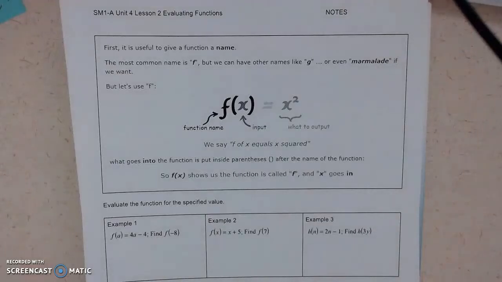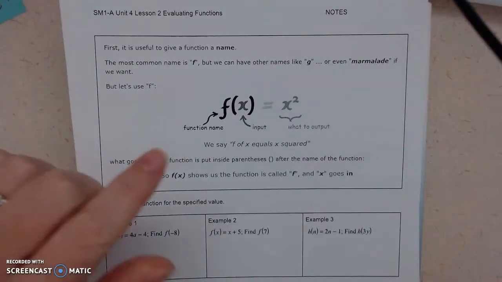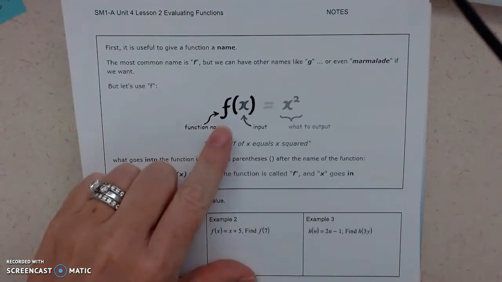All right, let's learn about Unit 4, Lesson 2, which is evaluating functions. So first, it's very useful to give a function a name. The way we name functions in math is we use lowercase letters. So this function would be named f.